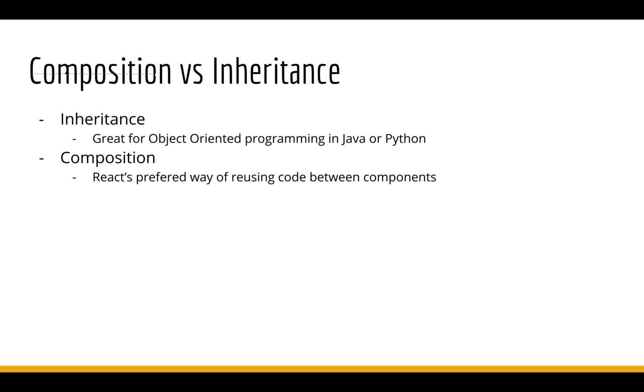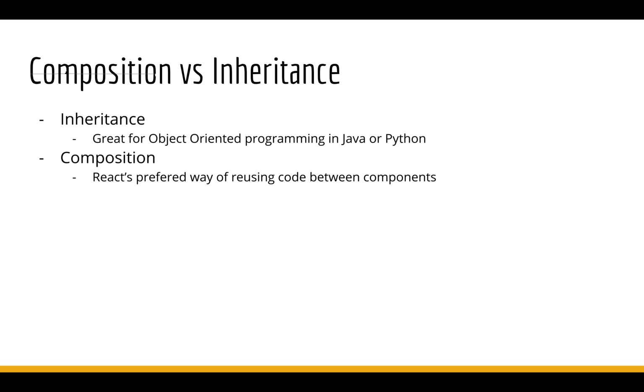So inheritance is something that y'all are probably pretty familiar with if you've done any kind of object-oriented programming in Java or Python, and inheritance works really well in those programming languages if you're going with an object-oriented paradigm. However, composition is actually React's preferred way of reusing code between components.